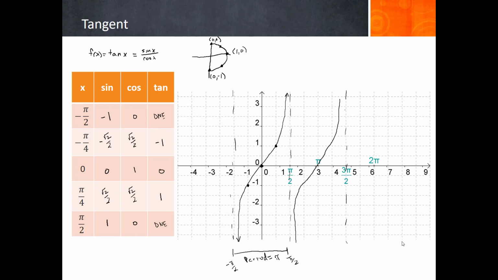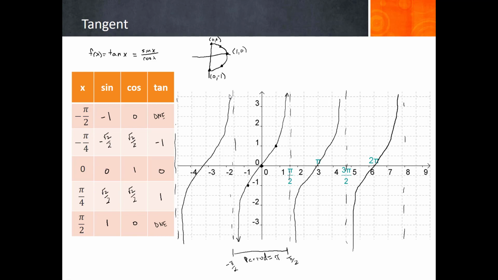So the graph is just going to continue doing this forever and ever. As long as we know this first piece, and it'll do it to the left as well, we can always graph our function. Okay, so that's what our tangent graph looks like.